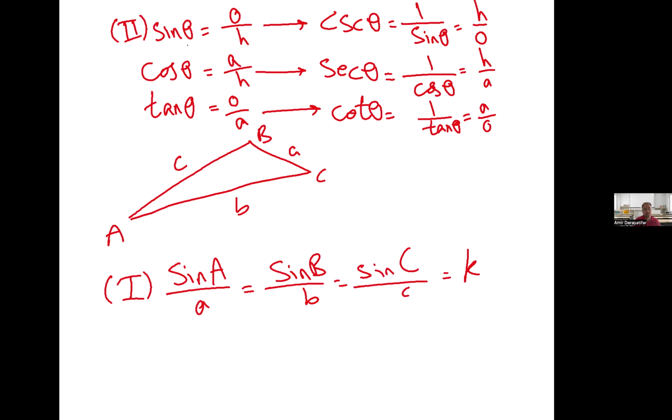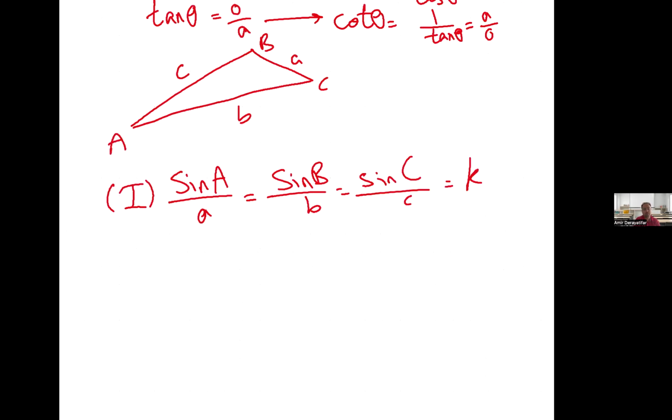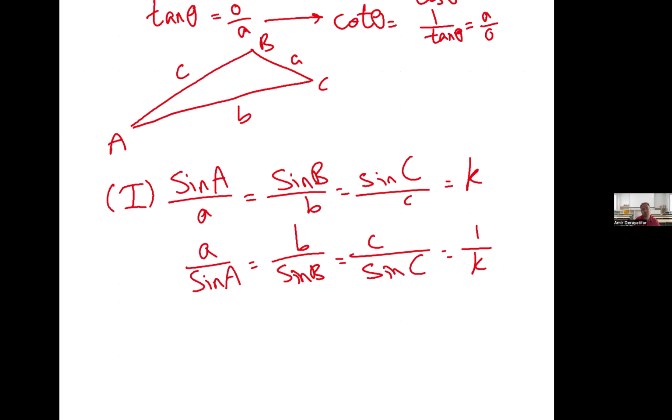Of course, you can write it in reciprocal format too, like A over sine A equals B over sine B equals C over sine C, which is going to be another constant, 1 over K, which is a constant too. Let's call that constant M.